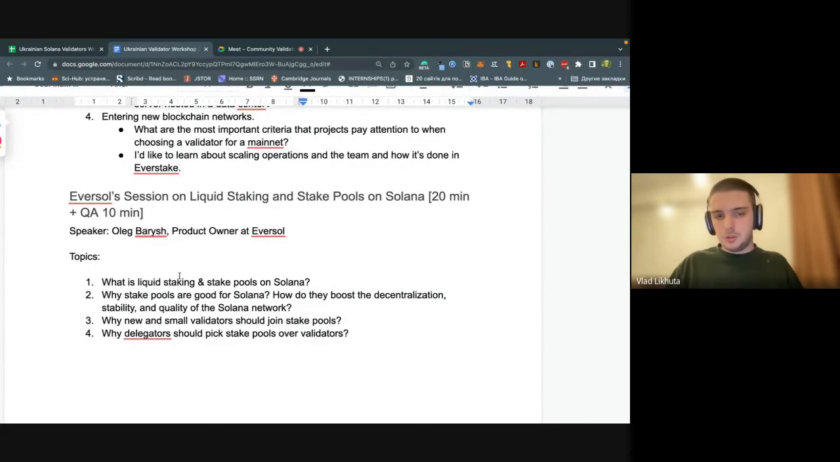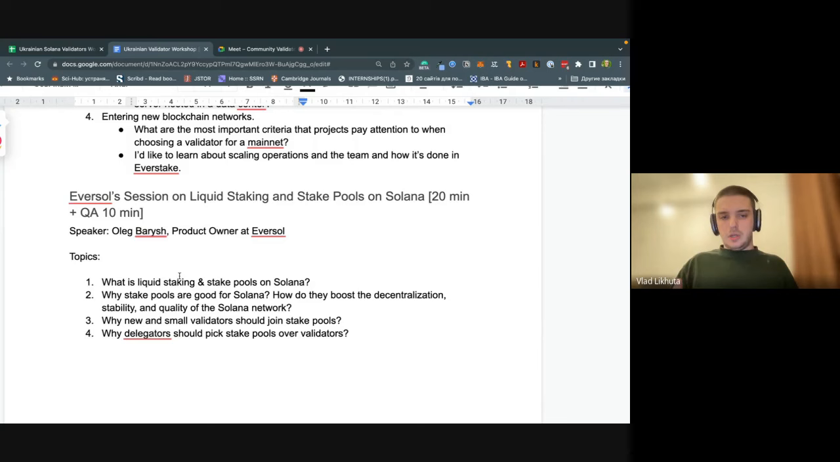Since there are small validators and new validators, why should they join stake pools, how can they benefit from it, and how can they bring value to the community by joining the stake pools. And of course, why delegators should pick stake pools over validators and how they're going to benefit from it.